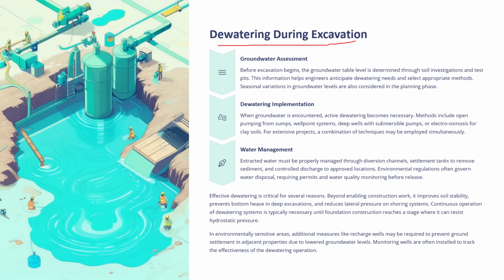Next is dewatering during excavation. It means during excavation you may have to do dewatering. For the dewatering process, first of all you need a groundwater assessment. Before excavation begins, the groundwater table level is determined through soil investigations and test pits. This information helps engineers anticipate dewatering needs, if any, and select appropriate methods. Seasonal variations in groundwater levels are also considered in the planning phase.